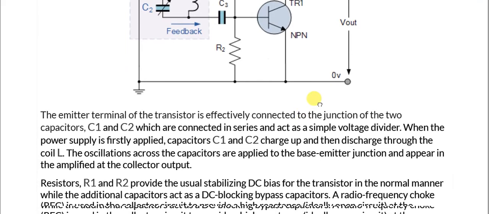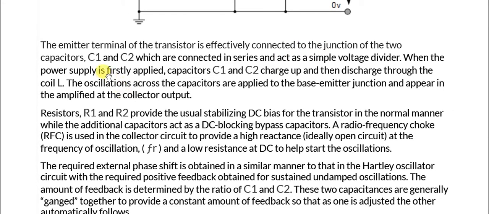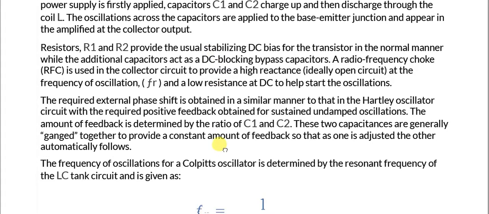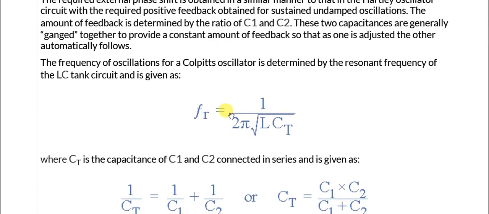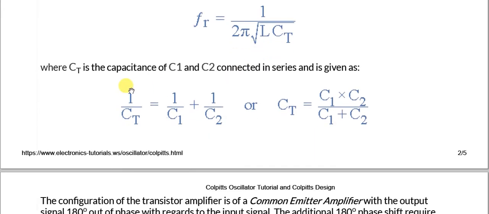Now the emitter resistor details are given in the circuit. You can read it out. Now the resonant frequency is given by 1 over 2 pi square root of L times the total capacitance. The capacitors C1 and C2 are connected in series, so the total capacitance is given by 1 over Ct equals 1 over C1 plus 1 over C2, or Ct equals C1 times C2 divided by C1 plus C2.